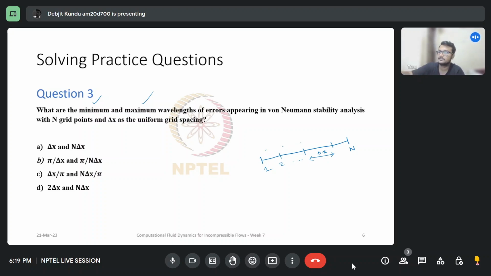So let's have a look at the solution. The solution is very simple. Option D, 2 delta x and n delta x. So 2 delta x is the minimum wavelength, or I'll write it as L, not lambda, not to be confused later because we are using lambda as the Courant number as well.